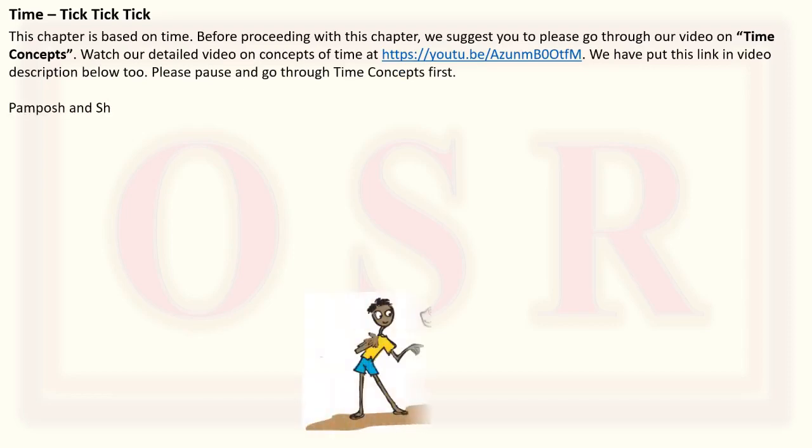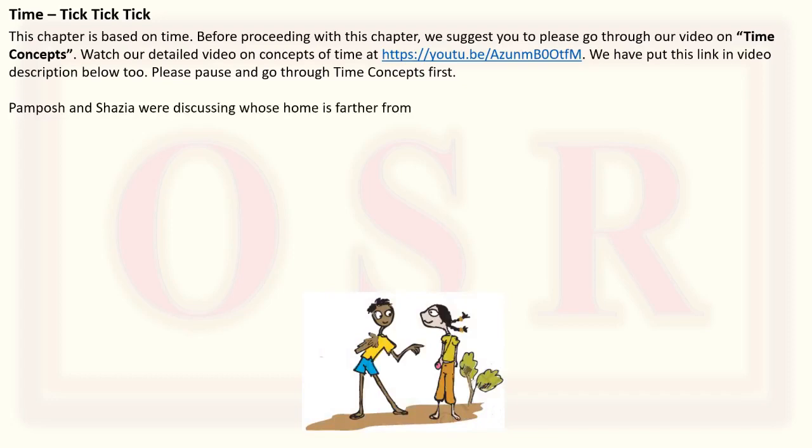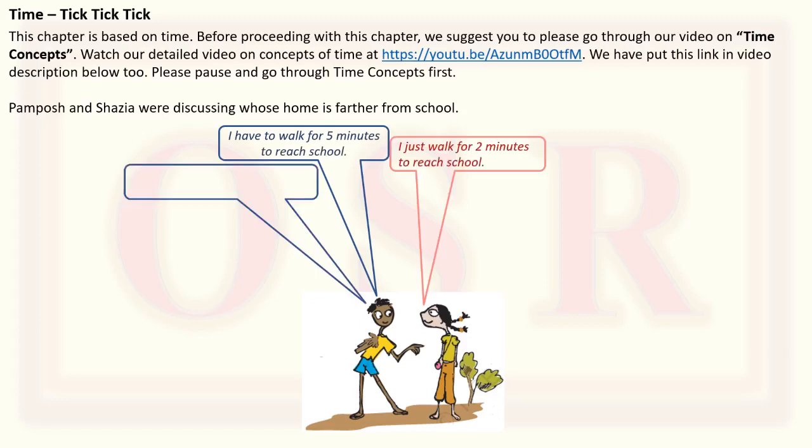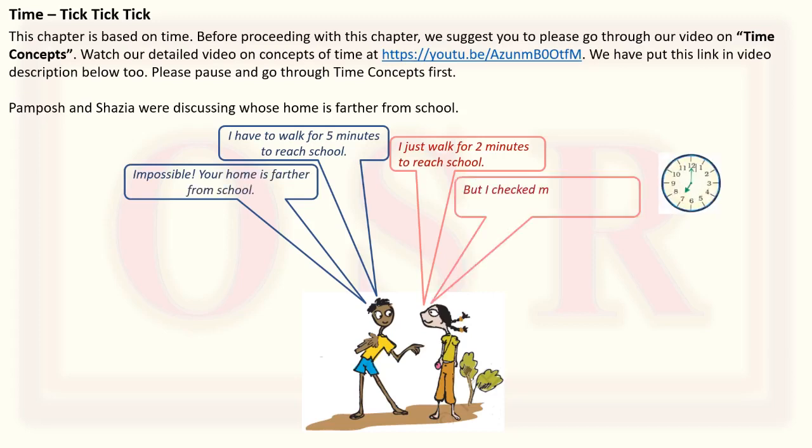Okay, Pamposh and Shazia were discussing whose home is farther from school. I have to walk for 5 minutes to reach school. I just walk for 2 minutes to reach school. Impossible. Your home is farther from school. But I checked my watch.